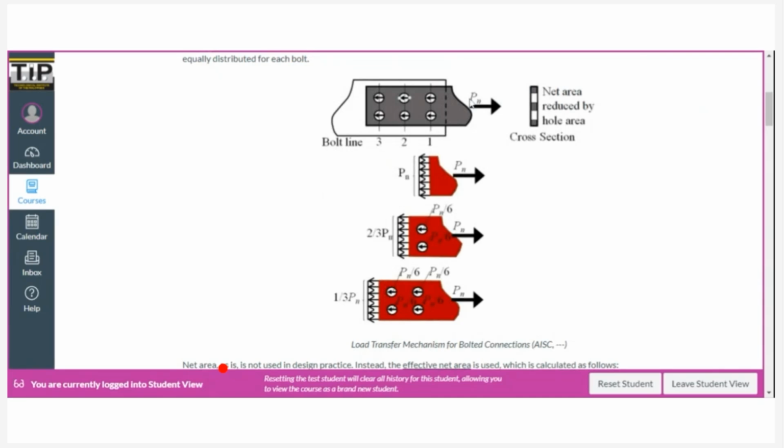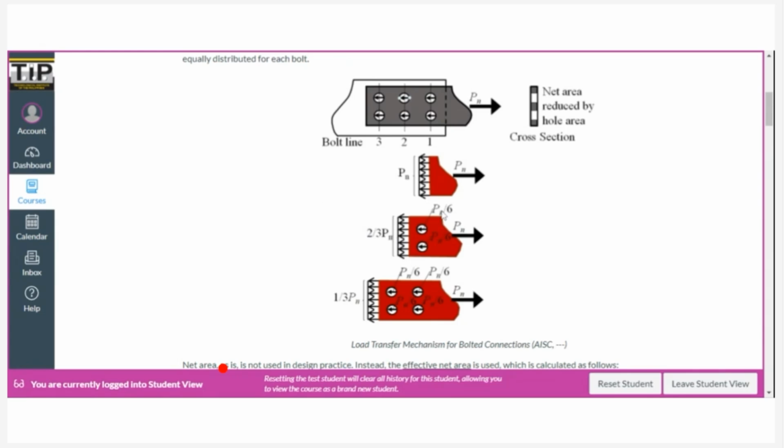So what happens then is if we cut this section, if we consider this section right here, it will not carry the whole load anymore. Why? Because the first two holes right here will carry 2 Pn over 6, because Pn over 6 per hole, per bolt, right? So meaning it will only be carrying the remaining load, right? So this one will be carrying now 4 Pn over 6, which is just 2/3 of Pn.